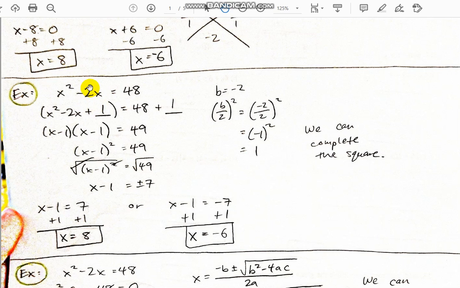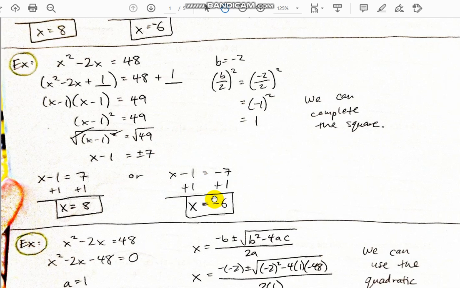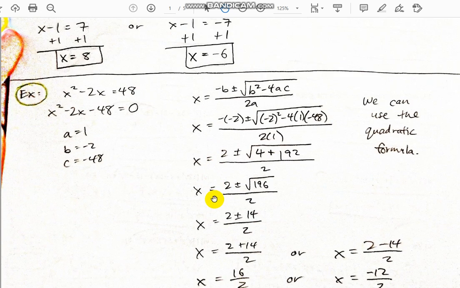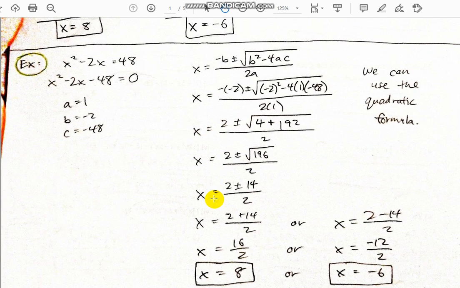If you realize this term is negative 2 and do all the little steps, when you get down to this step, you need to separate it. So x minus 1 equals 7 and x minus 1 equals negative 7, and just solve for x. This one, you need to be able to identify how you can use the quadratic formula, right? So if you subtract 48 on both sides, you need to identify a as 1, b is negative 2, and c is negative 48. Plug everything in and follow all of those steps that you've seen.